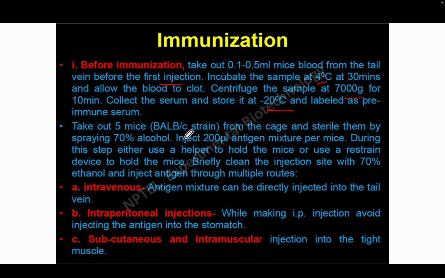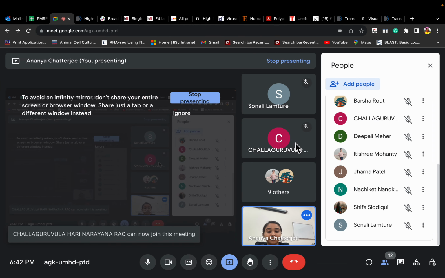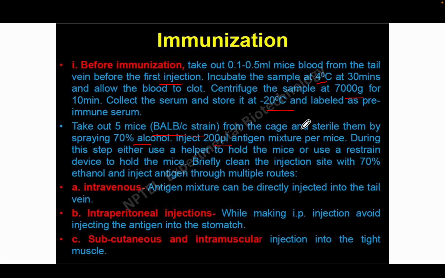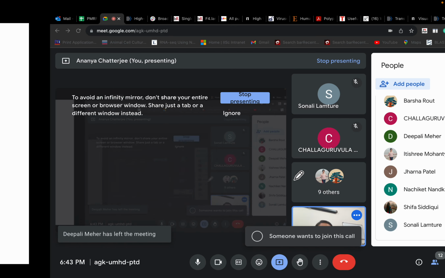So what happens? Take out, say, 5 mice, these mice strains are BALB/c strain, from the cage and sterilize them by spraying 70% ethanol. Then you are injecting 200 microliter of antigen mixture per mouse. During this step, either use a helper to hold the mice or use a restraint device to hold the mice. Briefly clean the injection site with 70% ethanol and inject antigen through multiple routes.